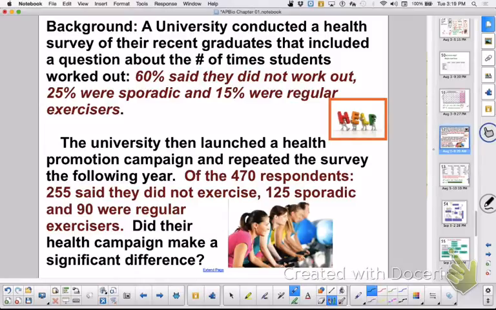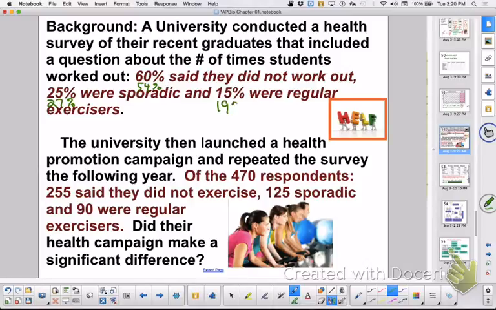48%. So then it went from 60 to 48%. Is that right? 54%. It's 54? Okay then. 54. Then 125 said they were sporadic. What's 125 divided by 470? 26, or 27 if you round. Okay, 27%, but we would keep it unrounded if we wanted to. And then 90 were regular exercisers. What's 90 divided by 470?